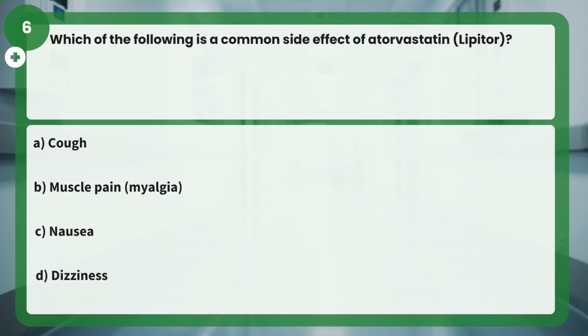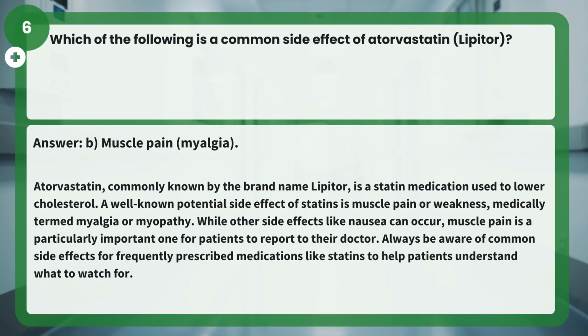Question 6. Which of the following is a common side effect of atorvastatin, Lipitor? A. Cough. B. Muscle pain, myalgia. C. Nausea. D. Dizziness. Answer: B. Muscle pain, myalgia.